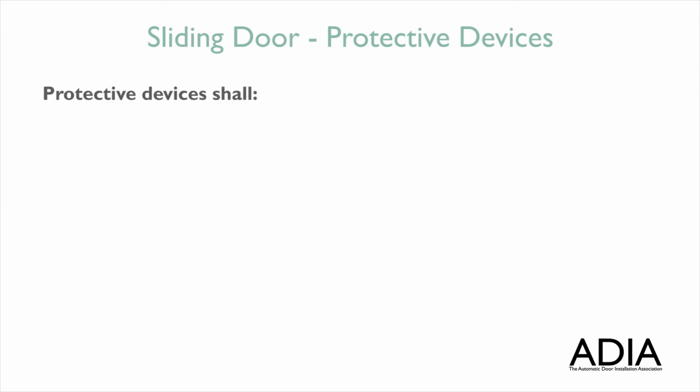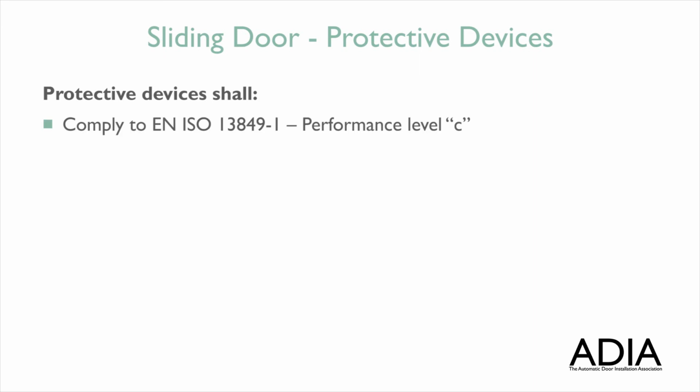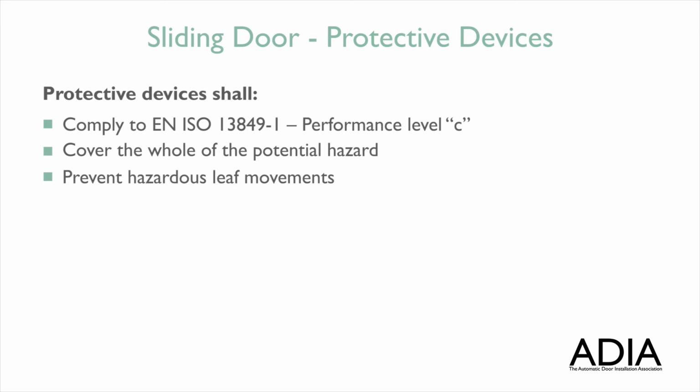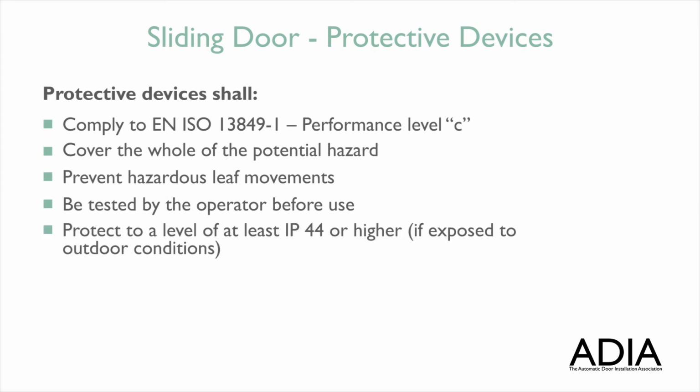Protective devices shall comply to the EN ISO 13849-1, Performance Level C, cover the whole of the potential hazard, prevent hazardous leaf movements, be tested by the operator before use, protect to a level of at least IP44 or higher if exposed to outdoor conditions, and comply with EN 12978.